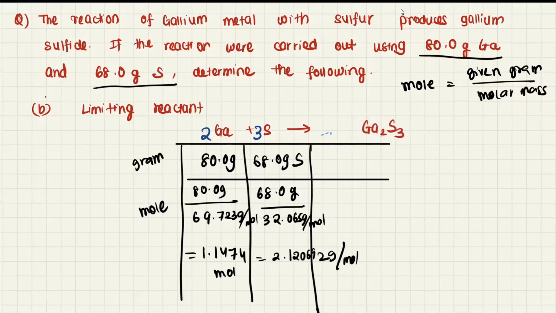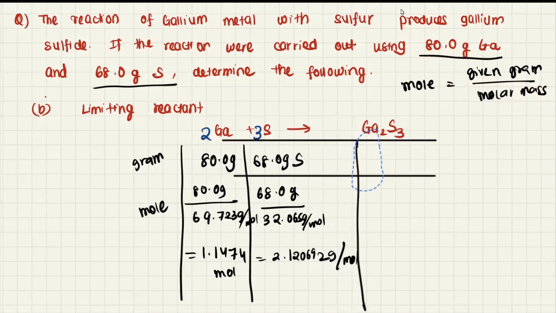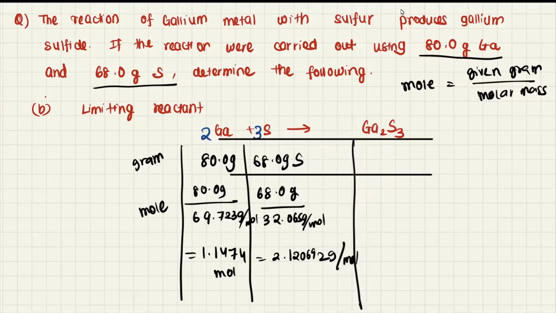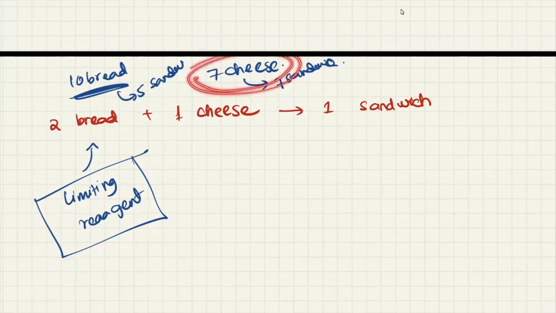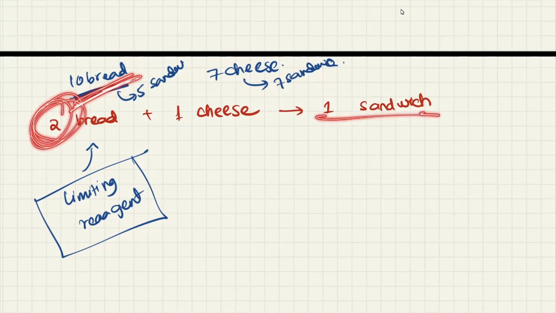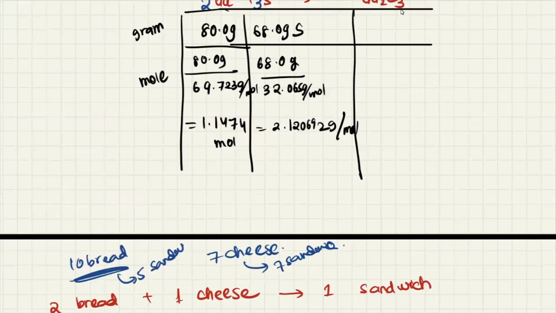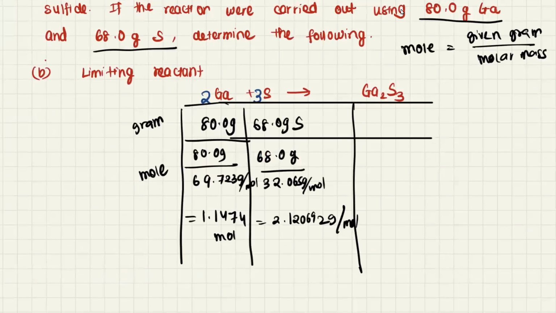Some of the students make this mistake: they have the moles, so they just choose the one that is less. But that's not how it is, isn't it? Because you can see here, if you choose the one that was less, cheese was 7 and breads were 10, but the breads were the limiting reagent. Why? Because we need more bread to make one sandwich. So same thing here. You cannot just say, I have gallium, which is less than the sulfur, so this is my limiting reagent. No, that's not how it works.